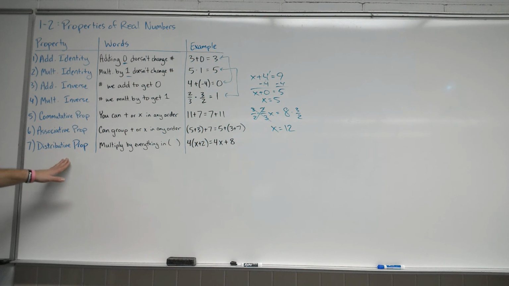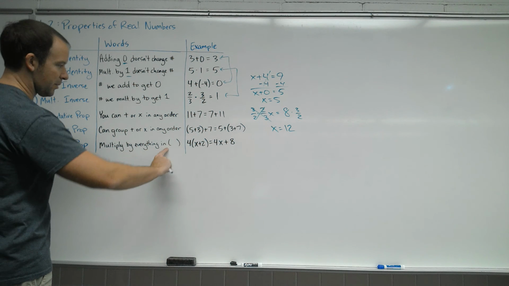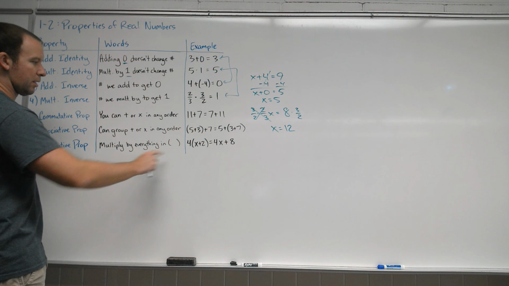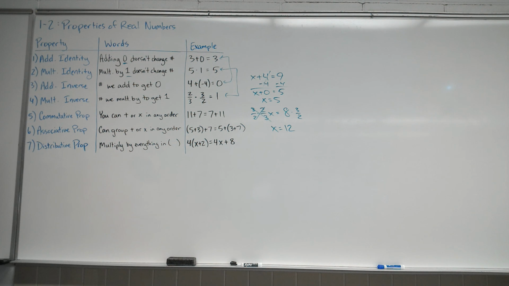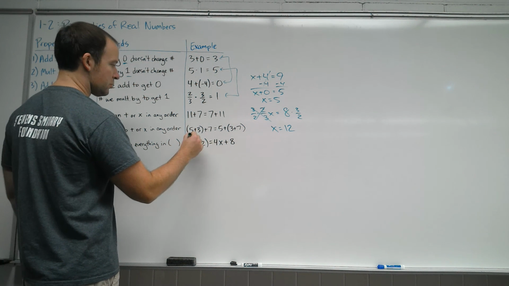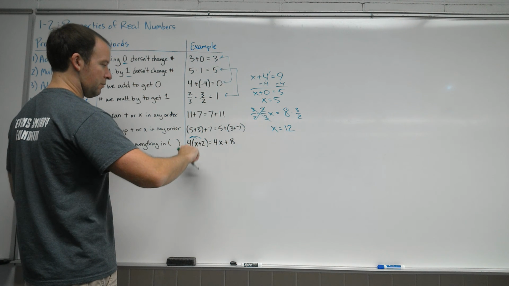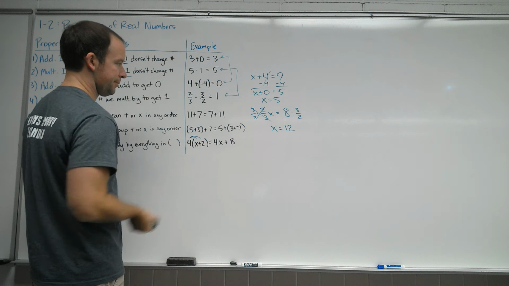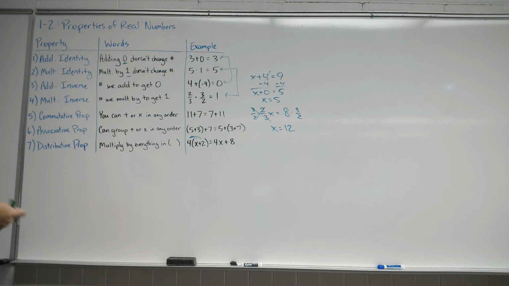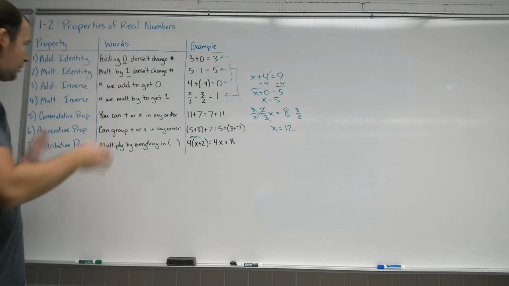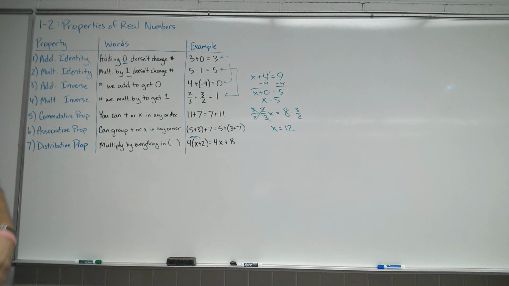And then we have the distributive property. The distributive property is giving something out. If you have a set of parentheses and something out in front of it, multiply by everything in those parentheses. So if I have a 4 here, distribute it to everything in the parentheses. 4 times x, 4 times 2, and we get 4x plus 8. So again, the properties we use all the time, they're going on in the background, and this is what all the skills in section 2 are going to be about.